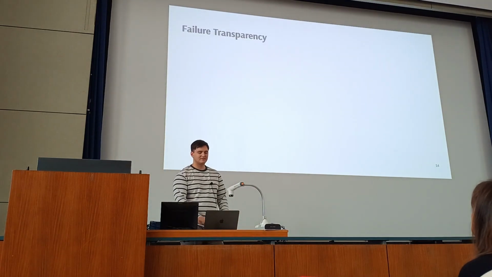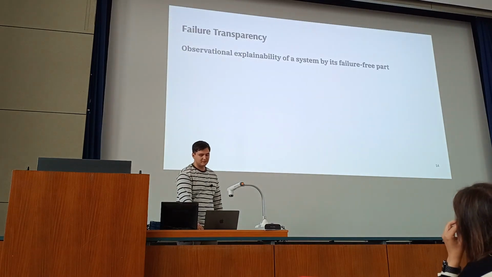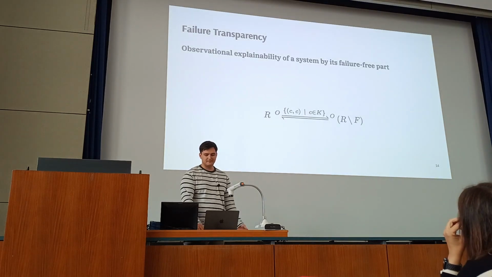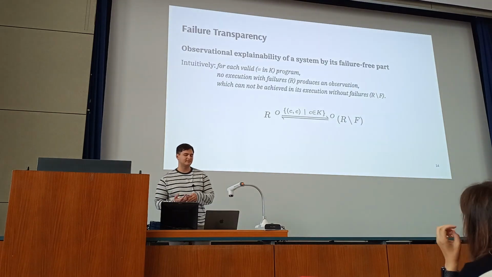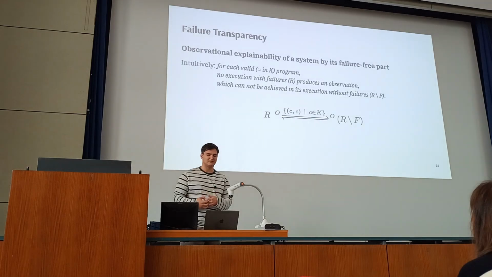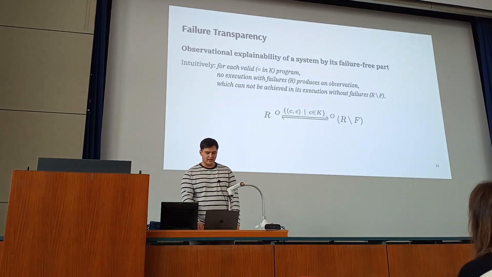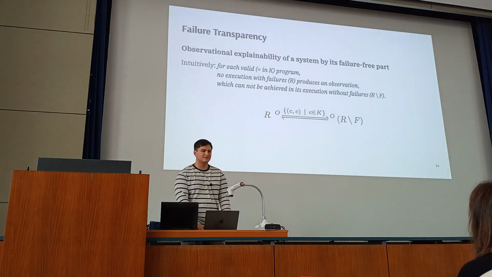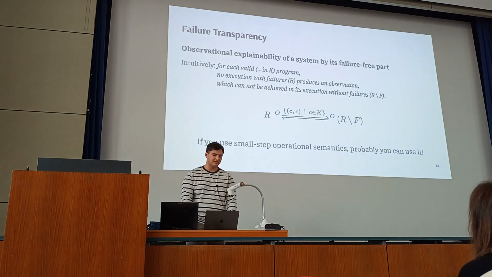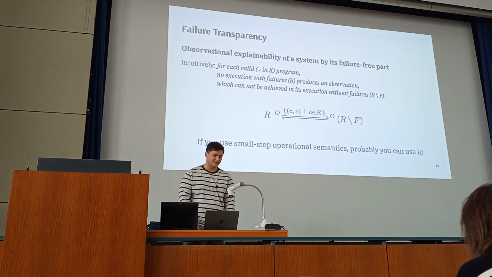Now the failure transparency is very simple. It's observational explainability of a system with its failure-free part. It looks like this formula, and intuitively means that for each valid program, no execution with failures produces an observation which cannot be achieved in an execution without failures. So I think it captures quite well the intuition which we try to build. And the nice news about this definition is that if you use small-step operational semantics, probably you can also apply this definition to your case and prove that failures can be ignored in your system too.